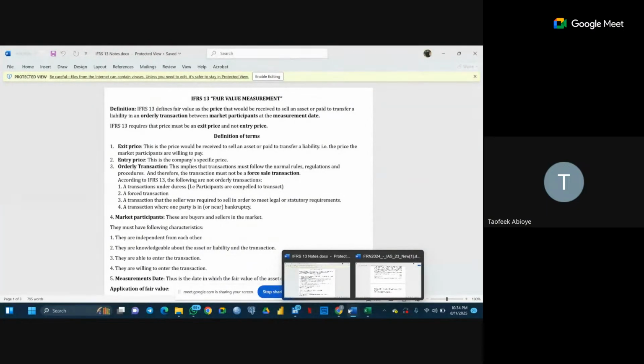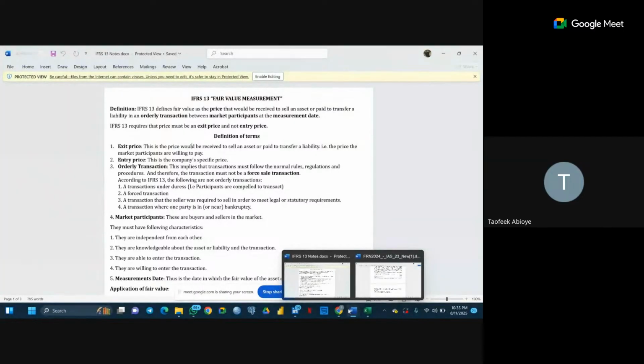So let's look at IFRS 13. It's one of these short and simple IFRS. So IFRS 13 talks about fair value measurement. Fair value measurement is the price that will be received to sell an asset or paid to transfer a liability in an orderly transaction between market participants at the measurement date.